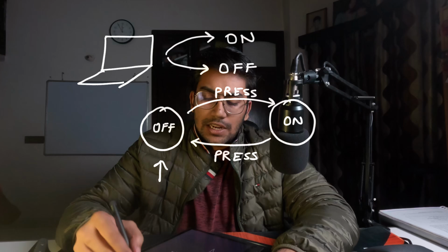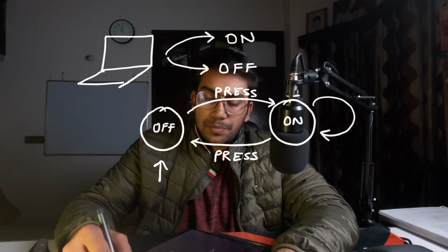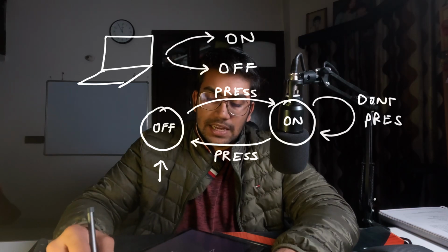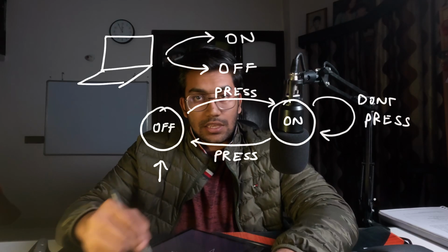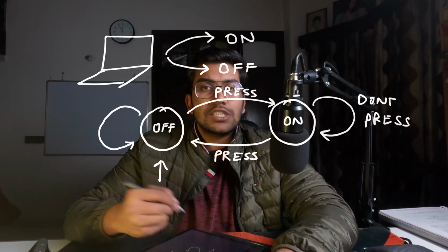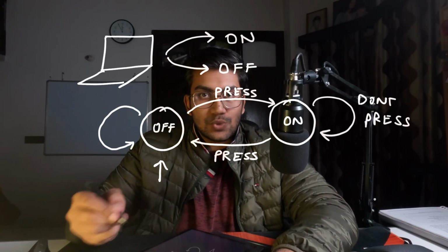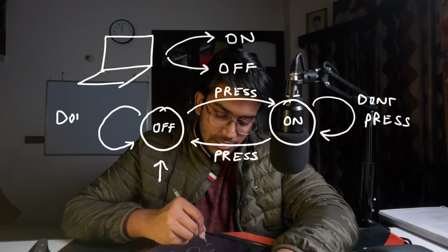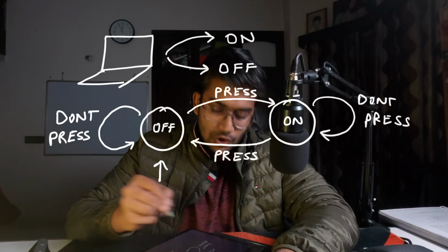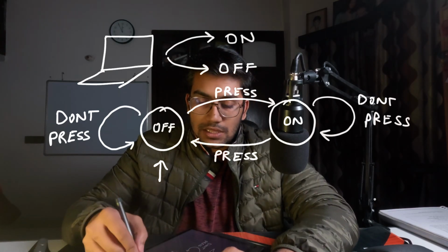Simple. Now let's say your device is actually switched on and you don't press the power button. What would happen in that case? Nothing would happen. You would still stay in the on state. Similarly, on the other hand, if your device is switched off and you don't press the power button, your device would still remain switched off. So if you don't press, you still stay switched off. Finally, in the end of the day, what you want is to be in this on state.